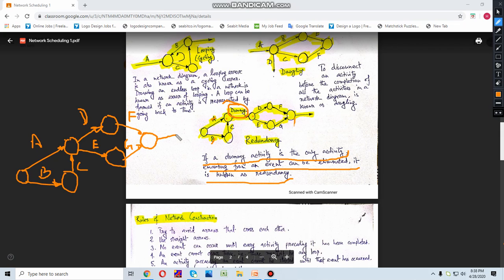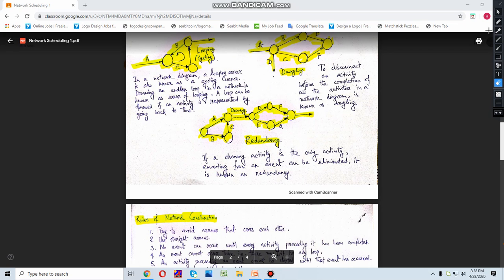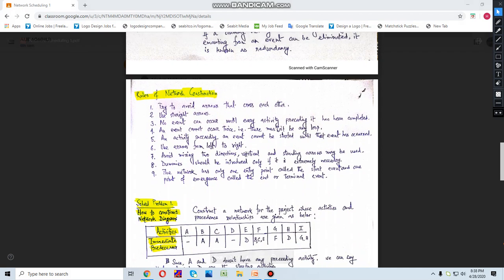network diagram. Now here you can find there is a dangling error present, because you can't find the finishing event here. So in this network a dangling error is also present. We are able to solve the redundancy error, but we can't solve the dangling error here. Okay, I hope you have understood what we mean by the common errors in network scheduling.